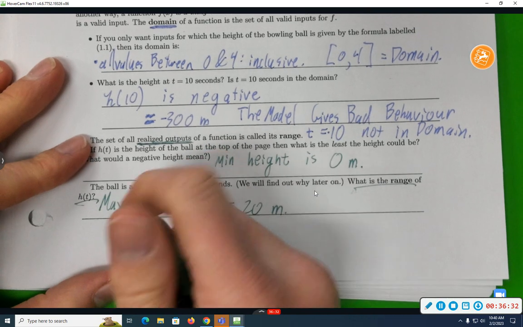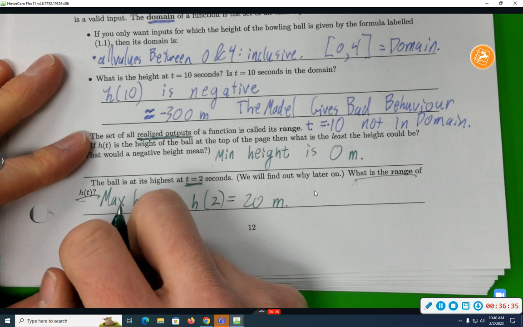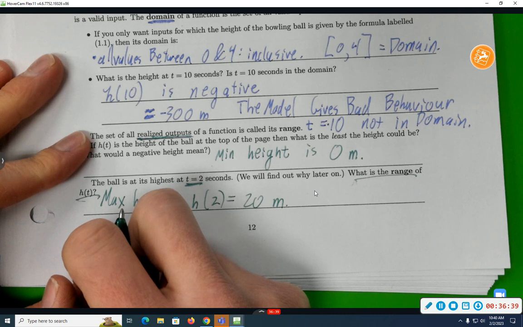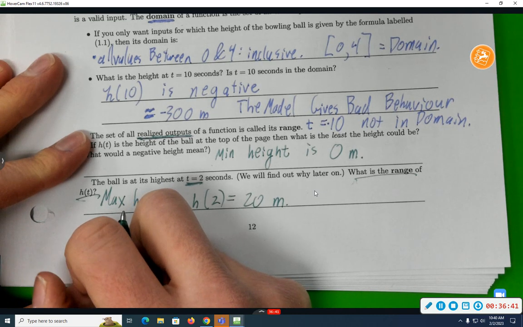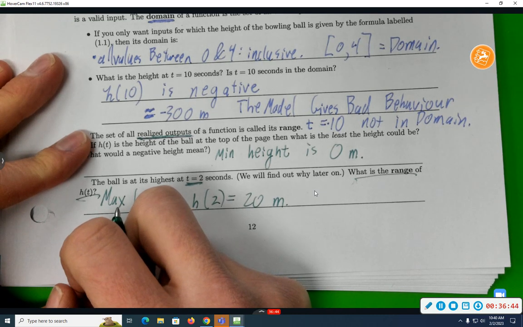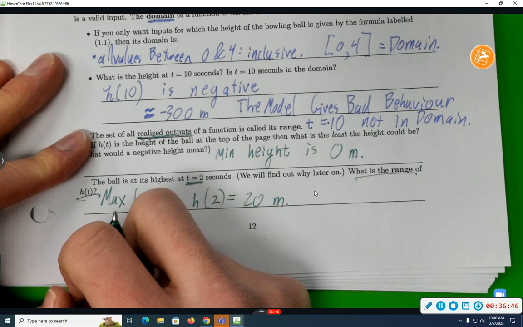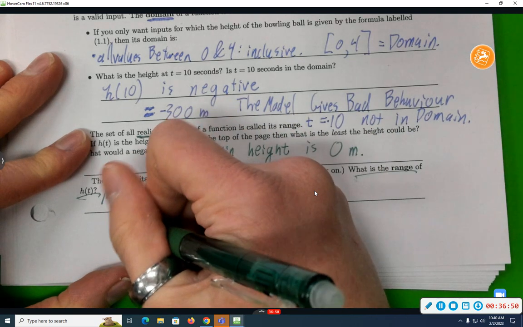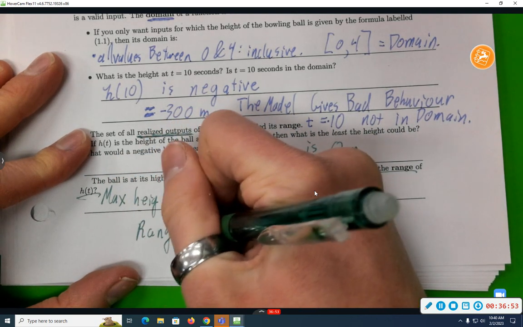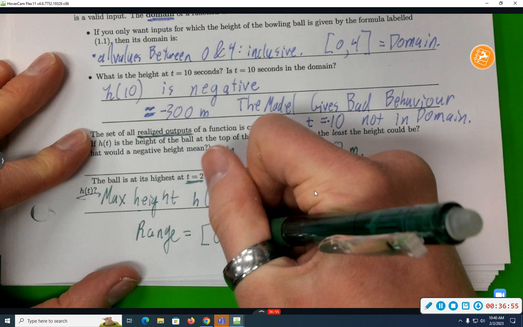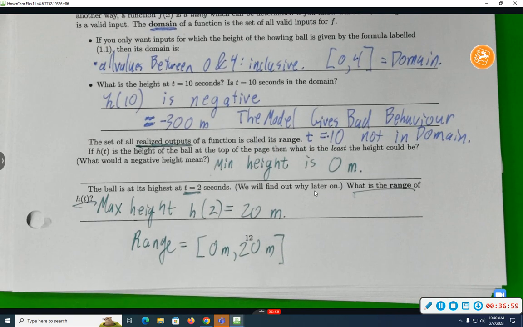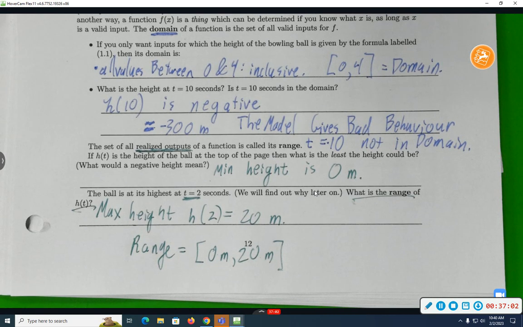So it sure looks like the range is all of the heights between 0 meters and 20 meters, including or excluding endpoints? Including, right? Because 0 is an actual output, so is 20. Zero meters to 20 meters, and I'll include the units here because it's a physics level. The units probably matter. Nice.